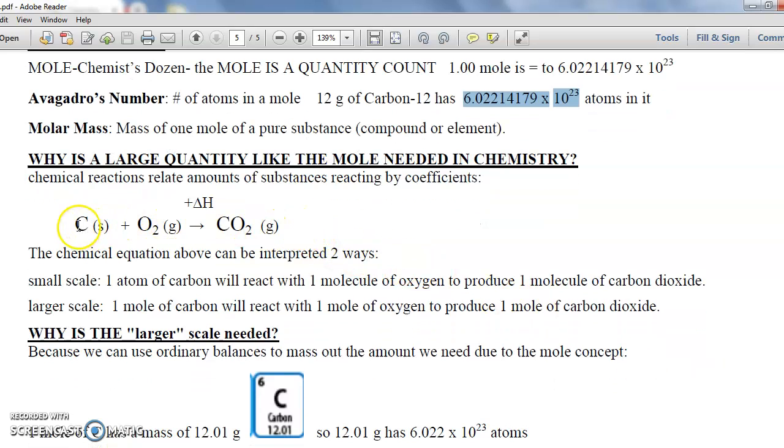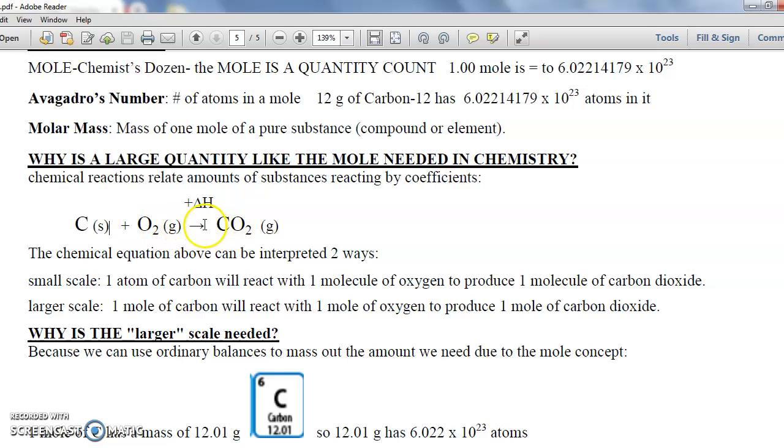Chemical reactions are often expressed in symbolic form. Here we're seeing the element carbon burning in the presence of oxygen. The plus delta H, if you remember, means we're going to add heat energy. And the carbon will burn in the presence of oxygen to form carbon dioxide. On the small scale, for every 1 atom of carbon, there's no coefficient written there, but when there is no coefficient, we understand it to be 1. 1 carbon will react with 1 molecule of oxygen. We've got 2 oxygens that have joined together. That's a molecule. And it will form 1 molecule of carbon dioxide.